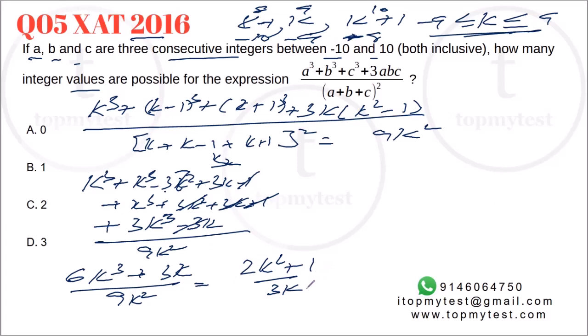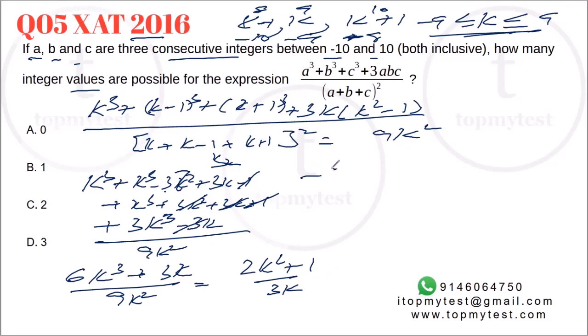Now you need to substitute k in such a way that this is an integer. Now if you put k as an even number, if you take any even number here, numerator will be an odd number, denominator will be an even number. 3 into an even number will be even, numerator will be an odd number. Odd number divided by even number cannot give you an integer. So all even numbers are out.